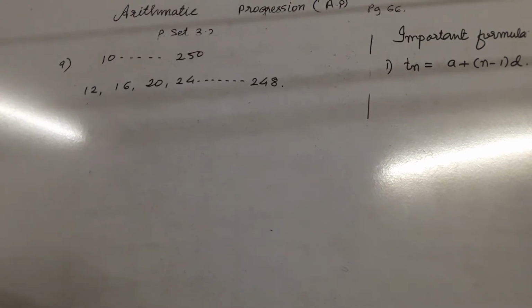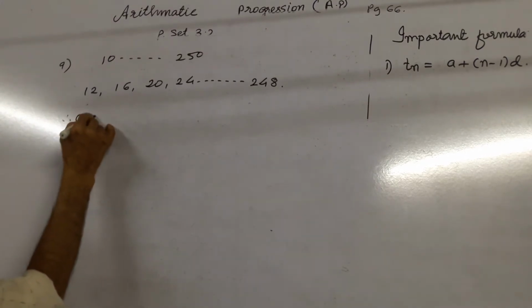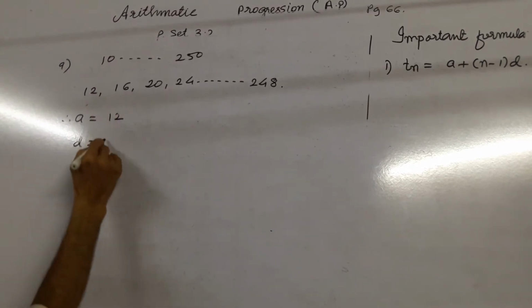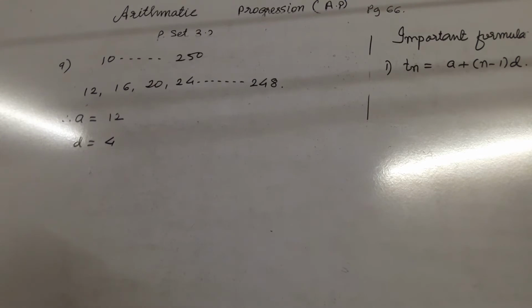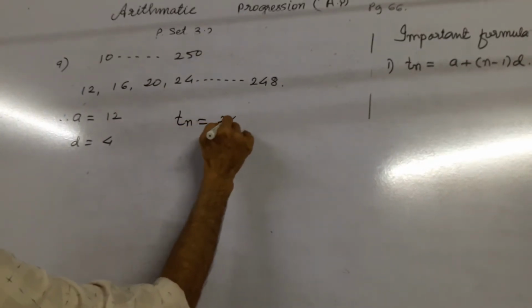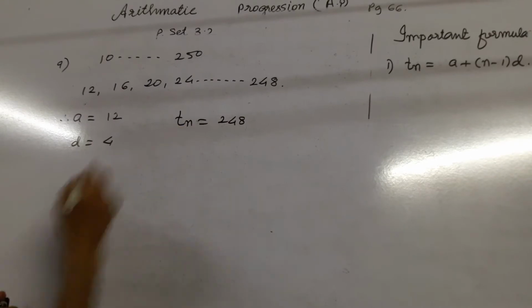So as usual, write a equal to 12, d equal to 4, quite clear, because we are taking the numbers which are divisible by 4, and we know Tn equal to 248, the last number is Tn, but we do not know n.